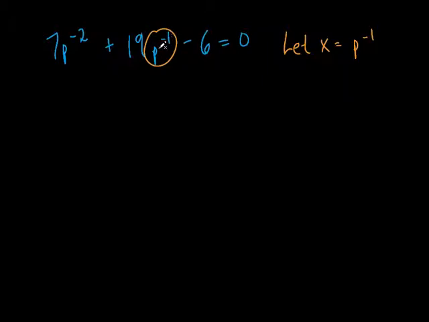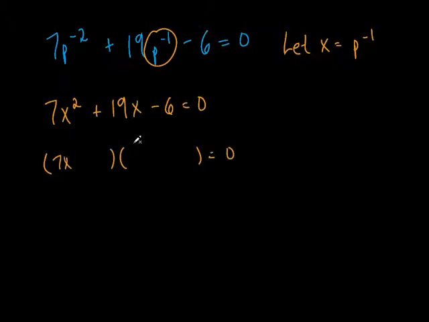So what am I going to have to do? I'm going to do some substitution and make that into an x. So if I do that, what do I get here? This is going to be 7x squared plus 19, what do we make p to the -1st? We made it an x. That's going to be an x, minus 6 equals 0. You could try to see if this factors. Let's just try it. There's probably not too many choices.